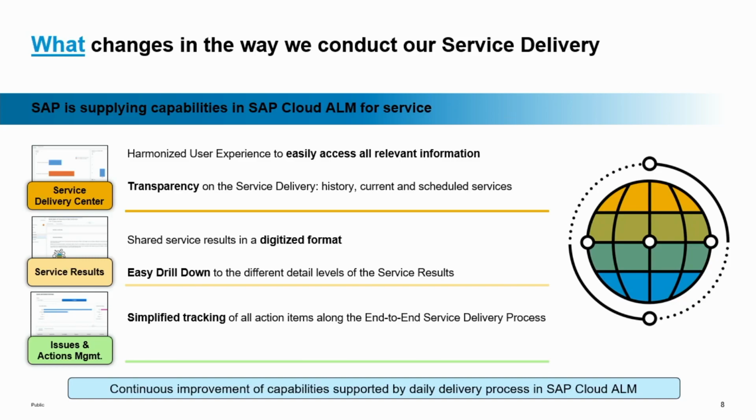Service Results provides easy access to the analysis that is done during service delivery on the outcome. And this new digitized format allows you to highlight focus topics depending on who accesses the results and what this person needs to know. And then lastly, and to me this is kind of breaking news, we provide with Issues and Action Management the outcome of a service as actionable items that last longer than this service delivery. So you have single actionable items that you can assign to the right employee and then monitor progress and status.